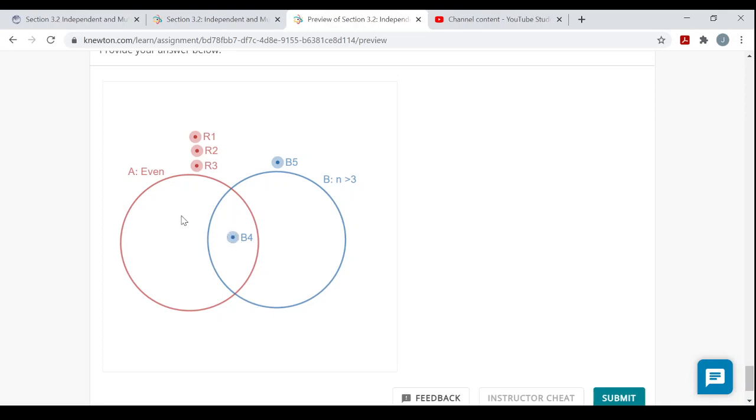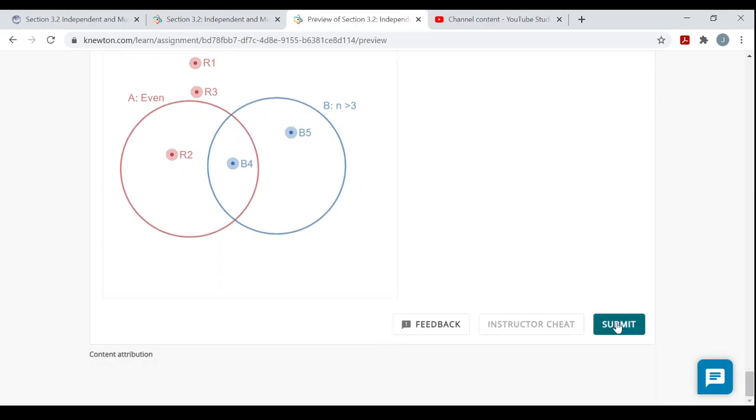So you see, these two events do have something in common. They do share an outcome. So these two events, A and B, are not mutually exclusive. Now over here, the greater than 3 stuff, that'd be 5, and that's it. Then the even 2, the red 2. The red 1 and the red 3 don't belong to either of these, so I'll keep them outside the circles. They're not even numbers, and they're not greater than 3. That's all the movement I need to do there.